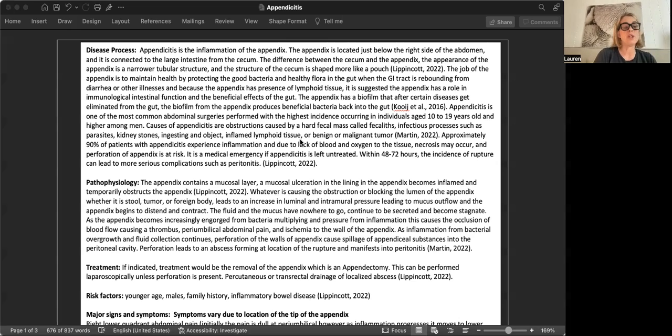Approximately 90% of patients with appendicitis experience inflammation. This is due to lack of blood and oxygen to the tissue. This is where necrosis may occur, and perforation of the appendix is at risk. It is a medical emergency if appendicitis is left untreated. Within that 48 to 72 hours, the incidence of rupture can lead to more serious complications such as peritonitis, which I will discuss a little bit further.